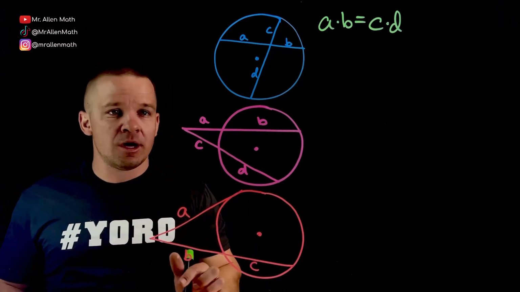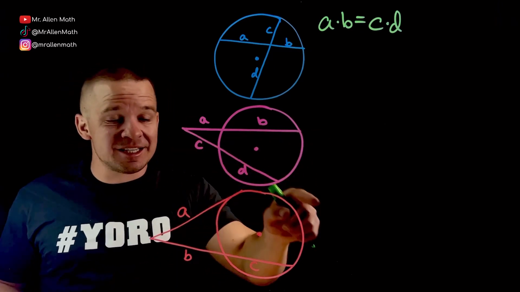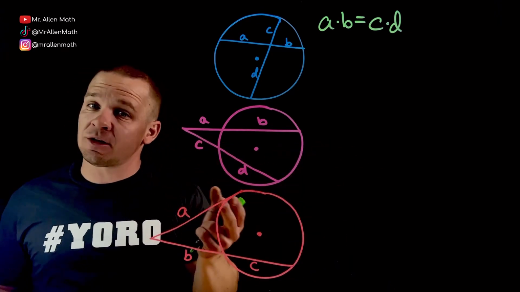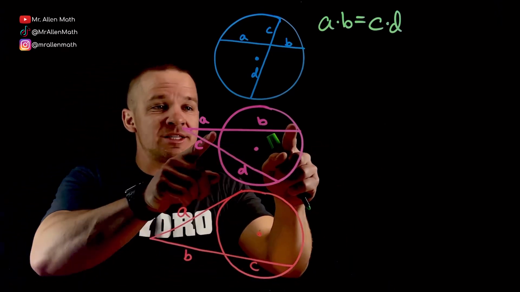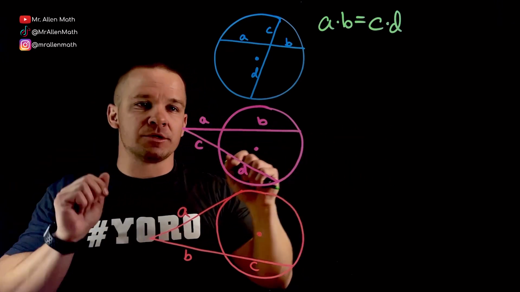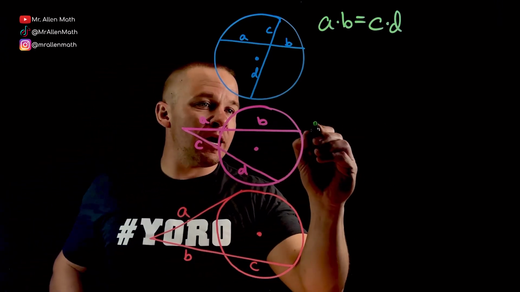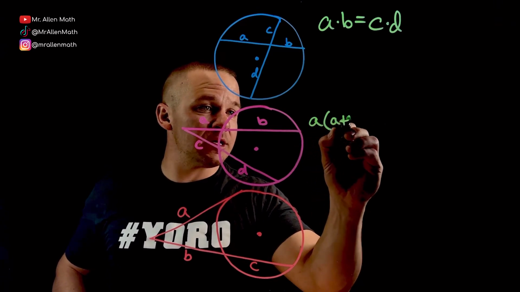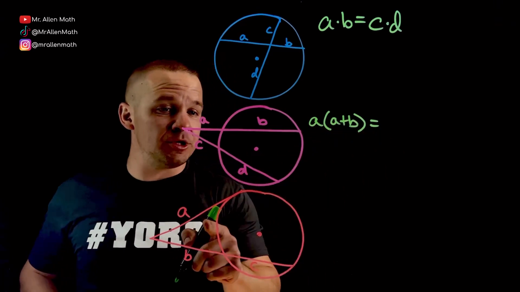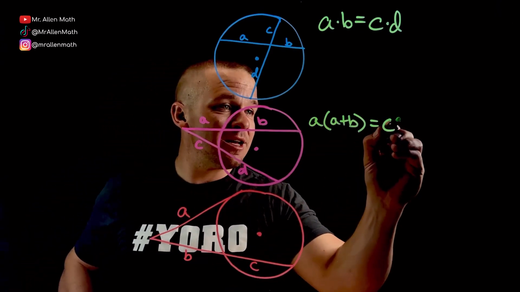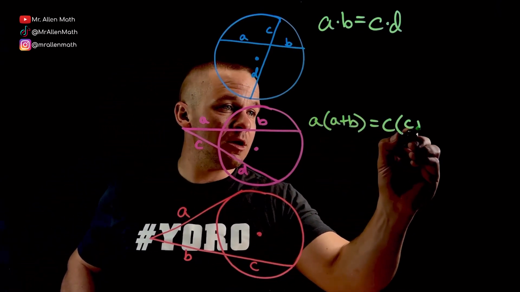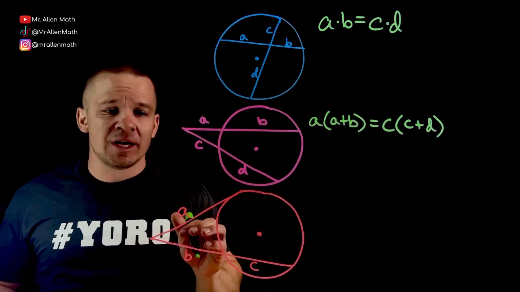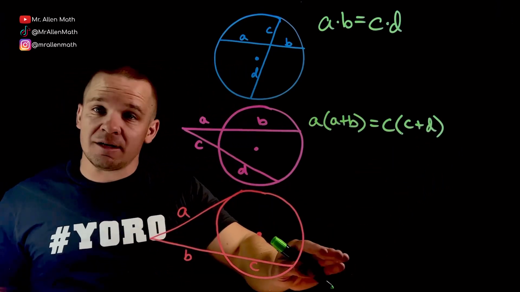Now, next one here. We got ourselves this secant situation. If these pass all the way through, they're secant lines. They intersect the circle twice, okay? The inside portion is called a chord, then a secant line goes all the way through. So for this one, we're going to have A times the entire thing, which is A plus B, equal to, you guessed it, C times the entire thing, which is C plus D. Boom. There we go.